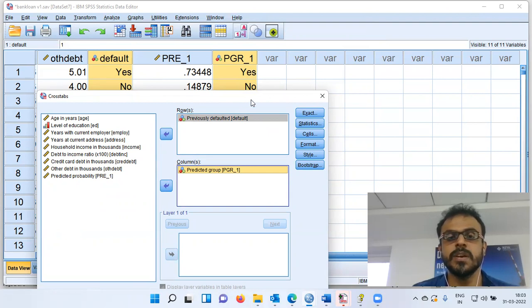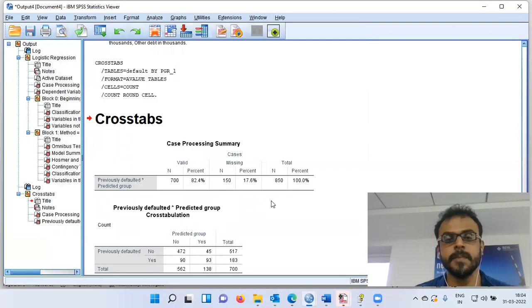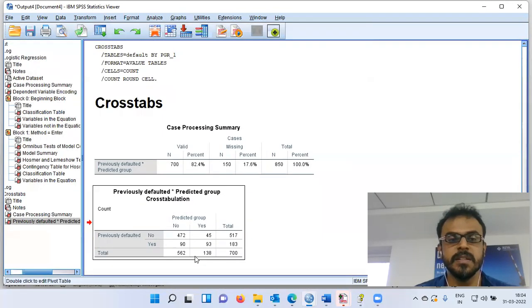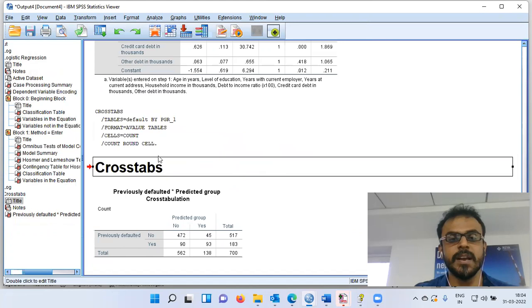So I'm just looking at a simple cross tabulation between actual versus predicted. If you want, you can look at the percentages and such things. I want to keep it very simple. Let me click on OK. You can see here, this is what you're getting. Are these numbers familiar? 472, 45, 90, and 93. So this is the output of the cross tabulation that we are getting.